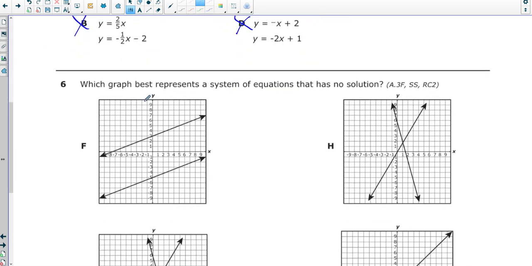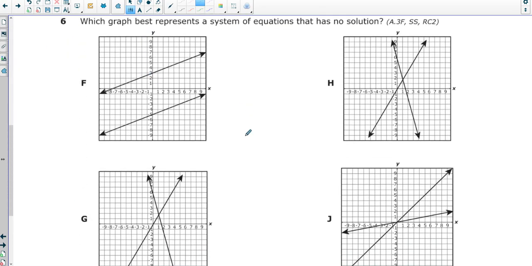Number 6. I hope as soon as you got here, you're able to find the answer real fast. Which graph best represents a system of equations that has no solution? The best answer here is letter F. Did you get it? Hands up if you got it. Woohoo! All right. Let's move on to number 7.